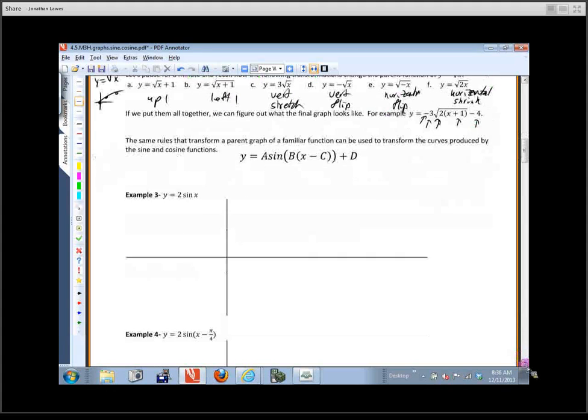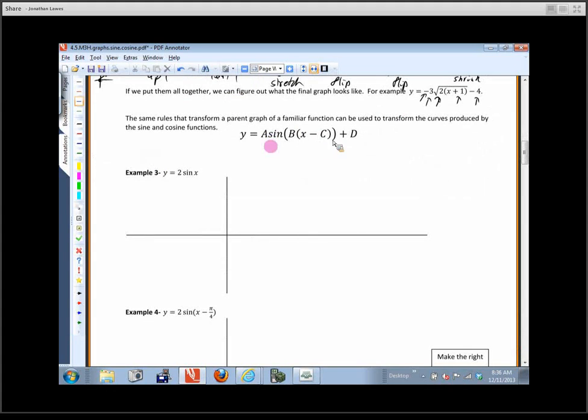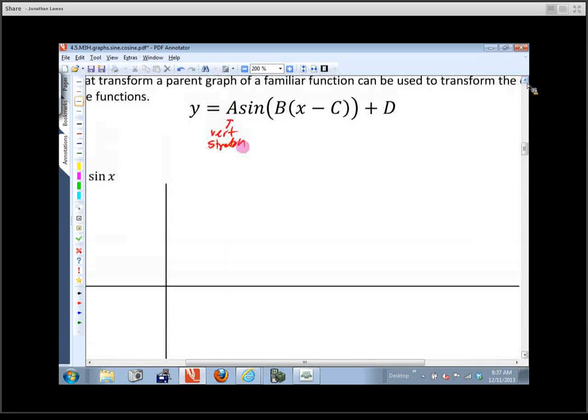Okay? So we're going to turn our attention now to these trig functions, and we're going to see what happens to these. Okay? So this still is a vertical stretch or shrink. Make this bigger. Stretch or shrink. How do you tell the difference? Bigger than 1 or less than 1. Okay? If it's negative, it would be a vertical flip. Okay, so I'm going to write that right here. If it happened to be negative, it would be a vertical flip.